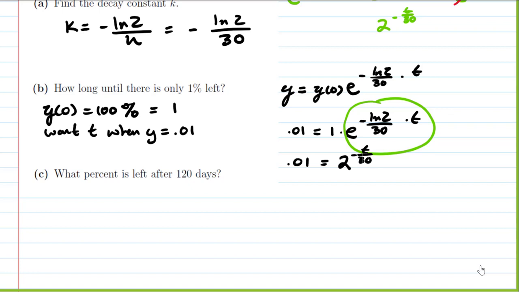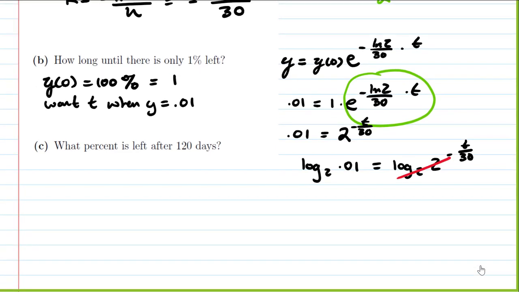So then we take our logarithm of both sides. So the natural logarithm of 0.01, sorry, let's not do the natural logarithm. We'll do the logarithm base 2. So the logarithm base 2 of 0.01 is equal to the logarithm base 2 of 2 to the negative t over 30. And when we choose the logarithm base 2, those guys reduce out. And we're left with the logarithm base 2 of 0.01 equals negative t over 30.